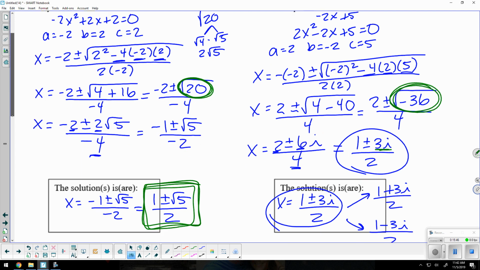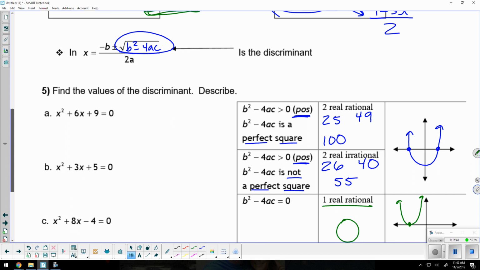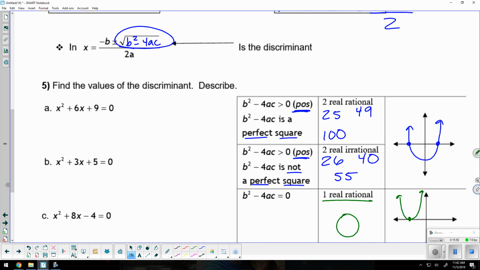Okay? So we're just going to identify. It says find the values of the discriminant and then describe. I want you to describe what kind of solutions you would have then. So if you just do b squared minus 4ac, that's the discriminant. What kind of solutions would each of these problems actually have?